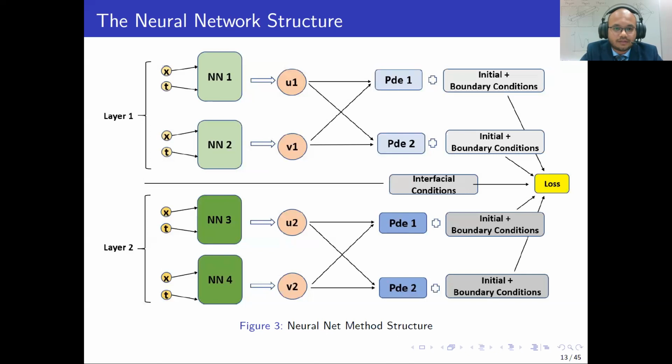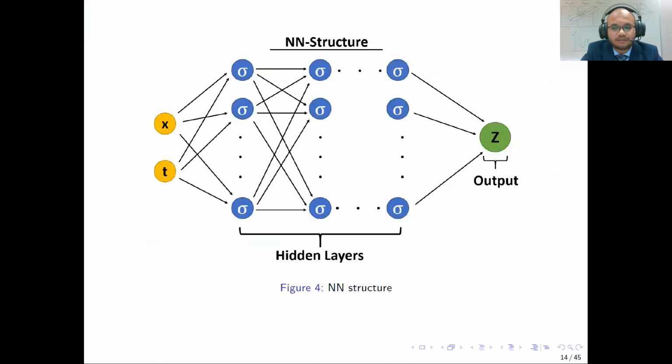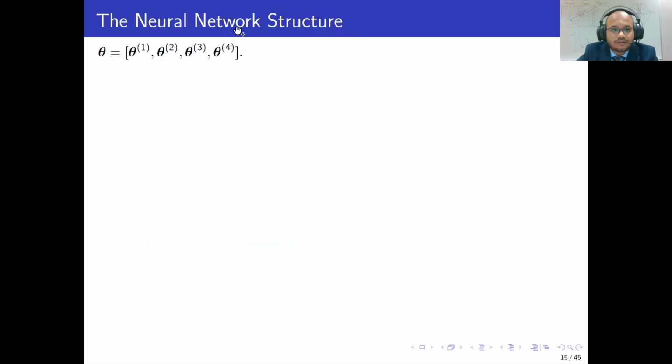Each neural net that we have used is a fully connected deep neural net, which we are all familiar with, with a structure like that. The neural net structure now has 4 neural nets. I'm representing theta 1 as the parameters from neural net 1, theta 2 the parameters from neural net 2, and theta 3, theta 4 along the same lines.